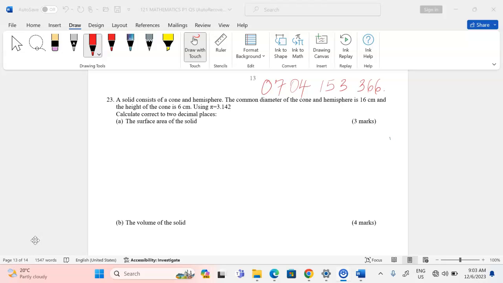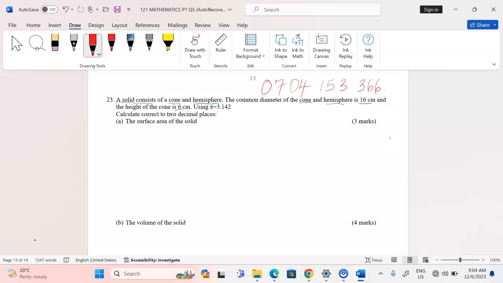All right, we're going to handle surface area and volumes of solids. We are told in this question that a solid consists of a cone and a hemisphere. The common diameter of the cone and the hemisphere is 16 centimeters, and the height of the cone is 6 centimeters. Using pi as 3.142, calculate, correct to 2 decimal places.